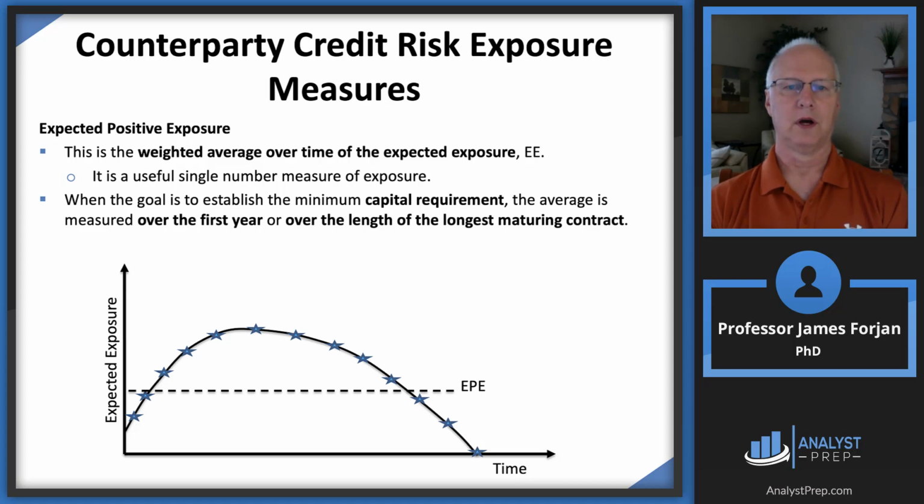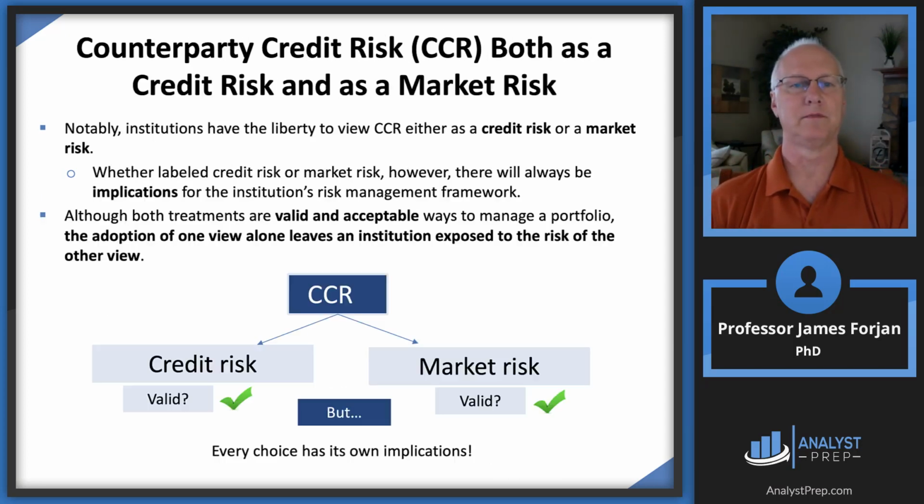And so those stars are time periods in the future, so we can take that weighted average to get that expected positive exposure. And this is very helpful when we're trying to figure out minimum capital requirements, right? If we think this is the worst thing that can happen, then we don't need this much capital. However, if this is the worst thing that can happen, then this amount of capital is not going to be sufficient.